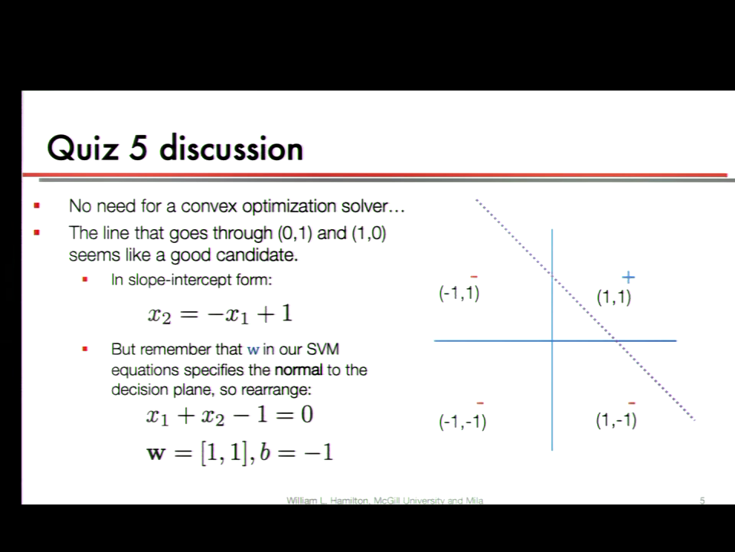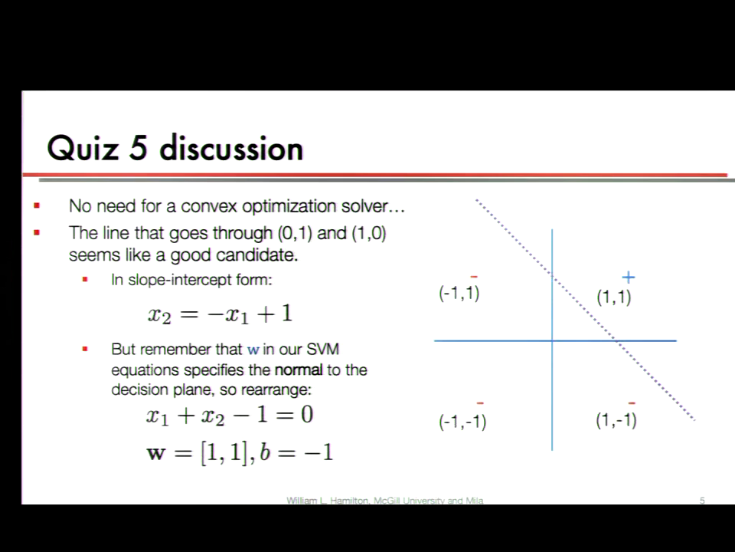Or if we want to represent it in terms of the parameters, our weight vector is 1, 1, and our bias term is negative 1. The intuition here is that we want a line that is equidistant between these 3 points. We can reason that the reasonable line to look at is the one that goes through 1, 0 and 0, 1. Then we can use linear algebra to solve for this line.